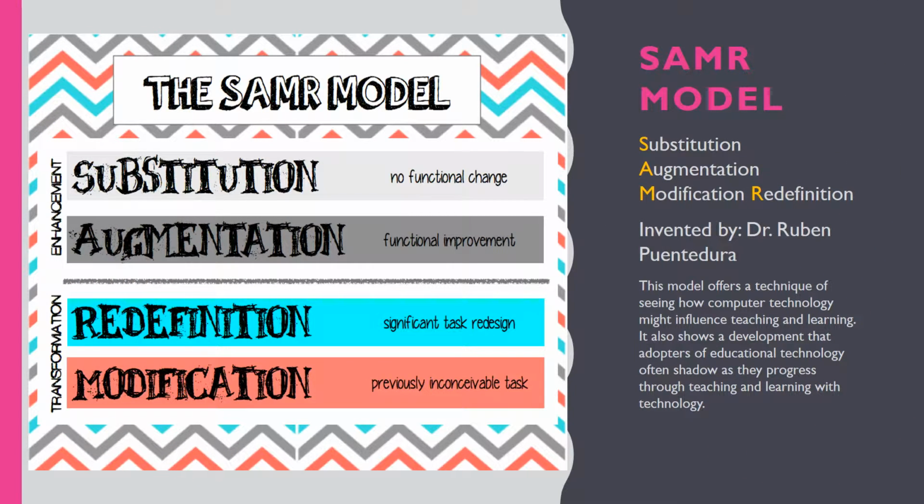Okay, and here we have the substitution, augmentation, modification, redefinition model. This model offers a technique of seeing how computer technology might influence teaching and learning. It also shows a development that adopters of educational technology often will follow as they progress through teaching and learning with technology.